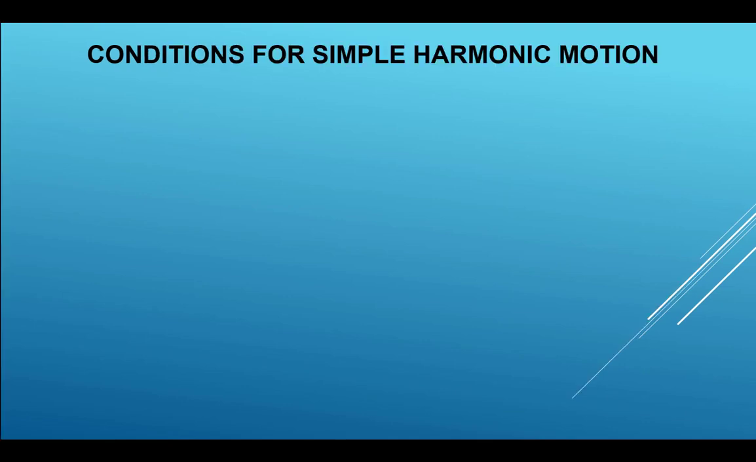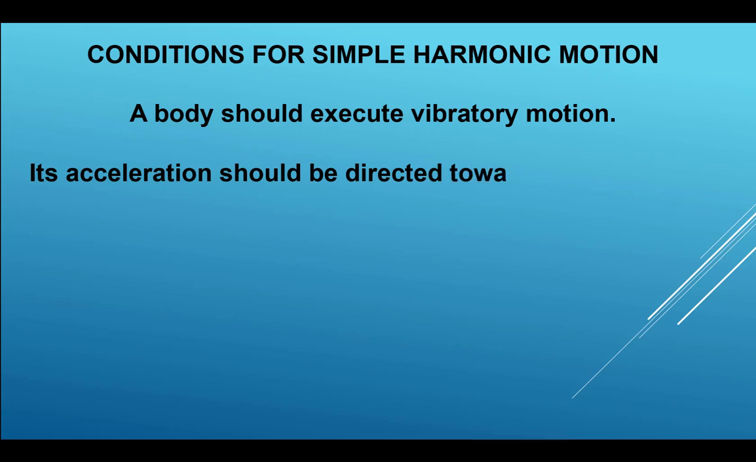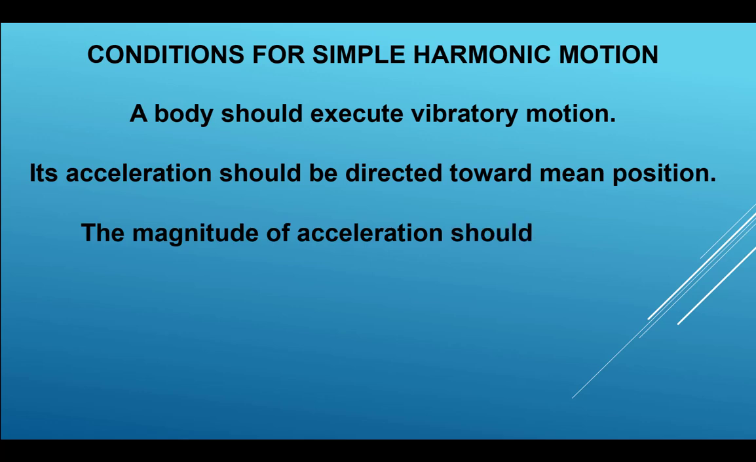To prove that the motion of the object is simple harmonic motion, we have to go through our previous lecture, where we came to know that if the motion satisfies the following conditions, then it is executing simple harmonic motion. These conditions are: number 1, a body should execute vibratory motion. Number 2, its acceleration should be directed toward the mean position. And number 3, the magnitude of acceleration should be directly proportional to its displacement.